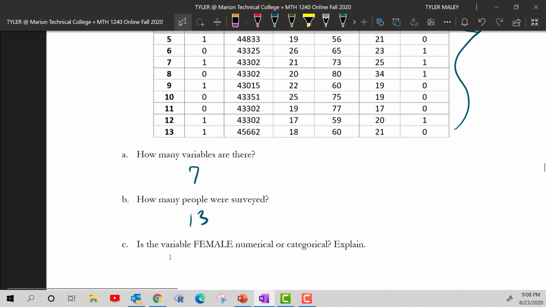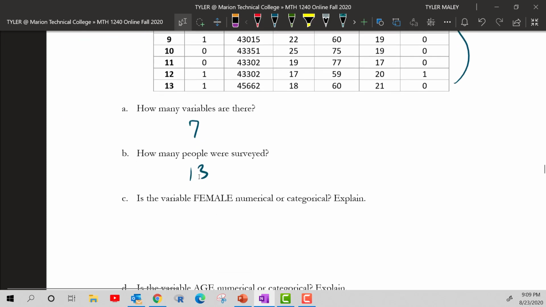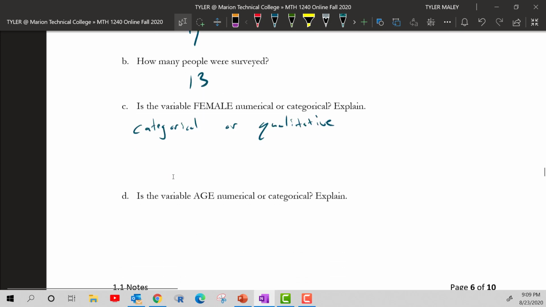Next is, is the variable female numerical or categorical? So female, even though there are numbers listed here, this is categorical or qualitative. And we're asked to explain. So the variable's coded, but the numbers categorize the individual. It's not a measurement. So that's why the variable is categorical or qualitative.